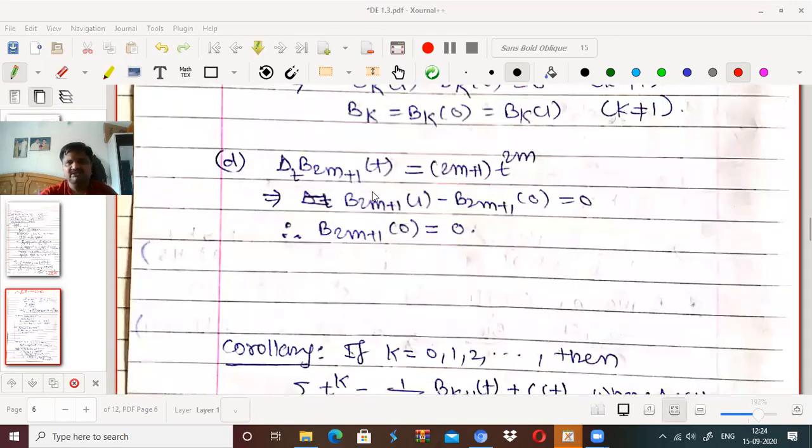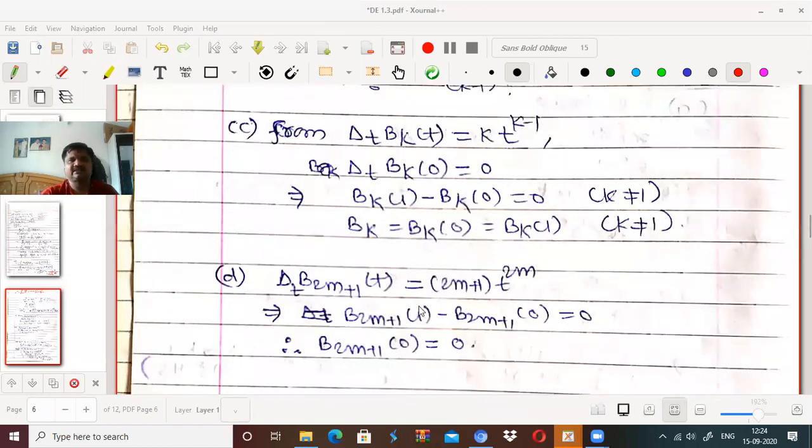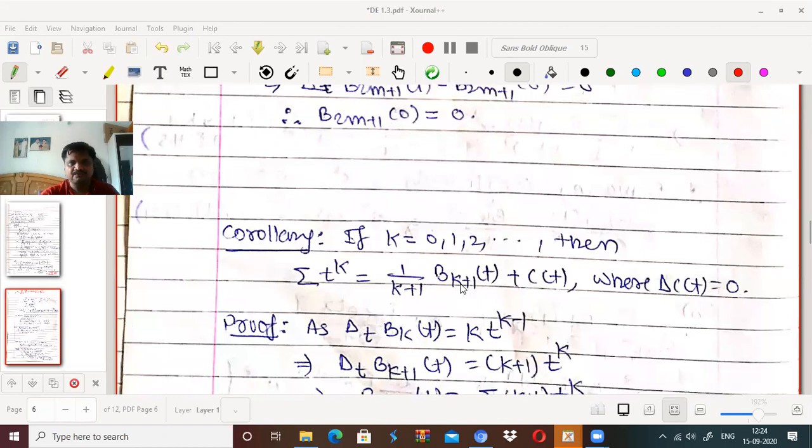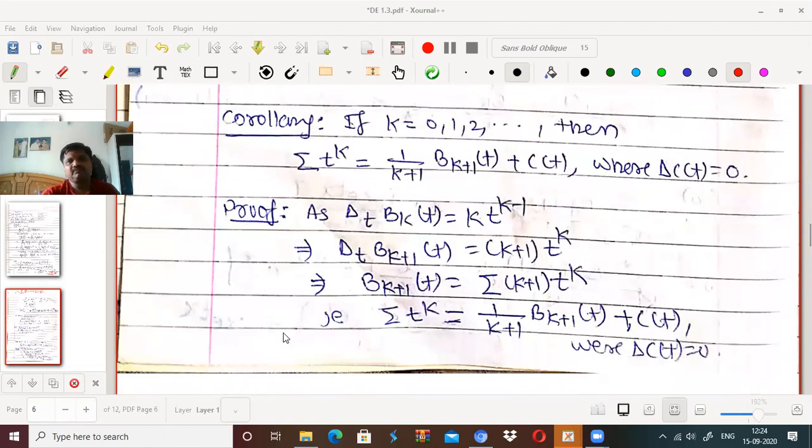Delta again we have taken same thing, and this is there as like in this category. Delta t of b2m plus 1 of t is equal to b2m plus 1 of t to the power 2m. If I put t equal to 0, you will get this, that is b2m plus 1 of 1, but this is going to be 0. Therefore, b2m plus 1 of 1 equal to 0 again. That we are taking here. Okay. So, now we will see one corollary there.